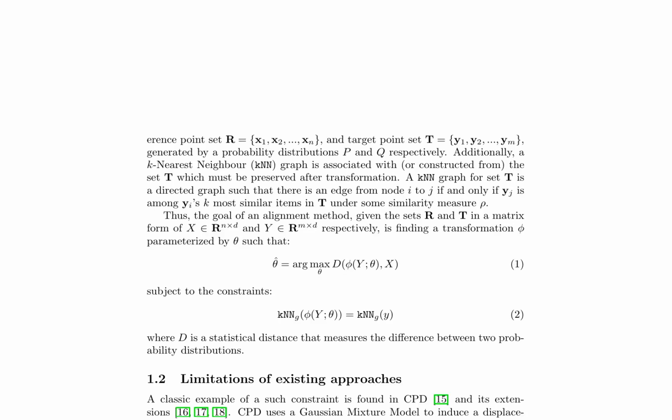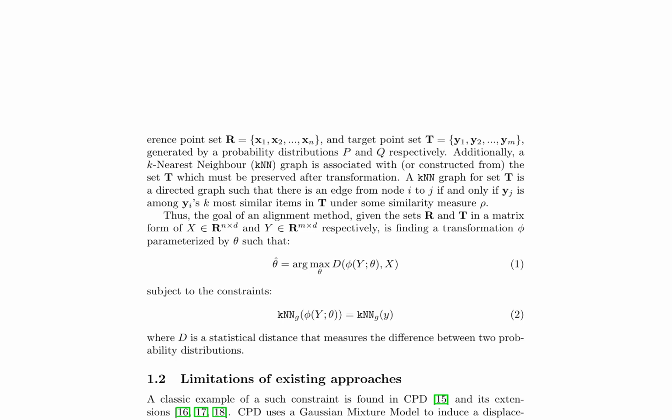The problem of aligning two point sets, a reference point set R and a target point set T, is formulated. R and T are generated by probability distributions P and Q, respectively. A k-nearest neighbor, kNN-Graph, is associated with the target point set T, which must be preserved after transformation. The kNN-Graph is a directed graph where an edge exists from node i to j if and only if y_j is among y_i's k most similar items in T under some similarity measure ρ.